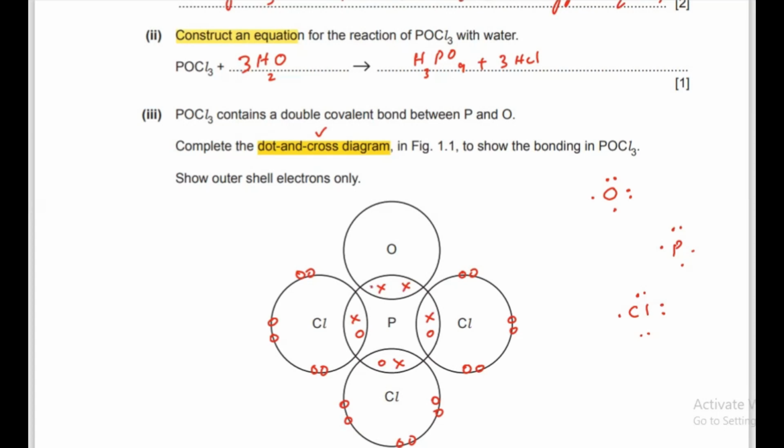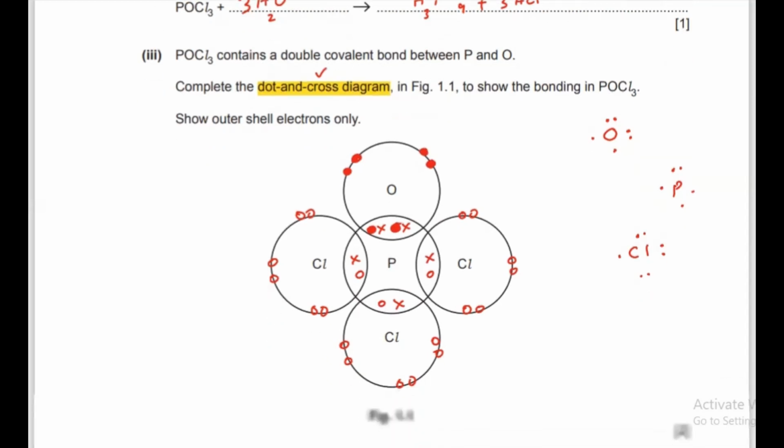So the dot, cross, dot, cross. So these are the electrons of oxygen. You can differentiate the electrons of the oxygen from the chlorine as well. But oxygen has 6 electrons, so 2 are making a double covalent bond with the phosphorus. So the rest of the 4 electrons are as well there. So this is the dot and cross diagram.